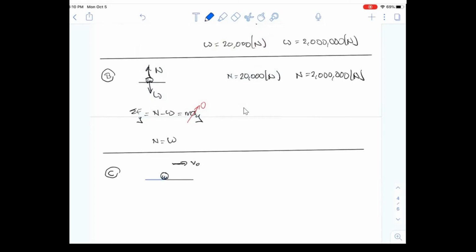All right, so here's the frictional force. The formula for the frictional force is, it's a static frictional force. It's gonna be mu sub s. No, it's not a static frictional force, it's a kinetic frictional force. Mu sub k times N. So the kinetic frictional force is gonna be 0.85 times 20,000.